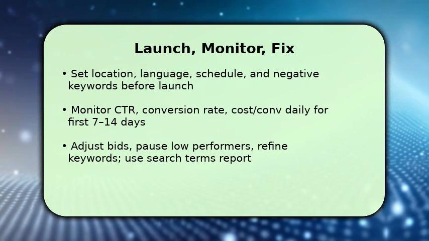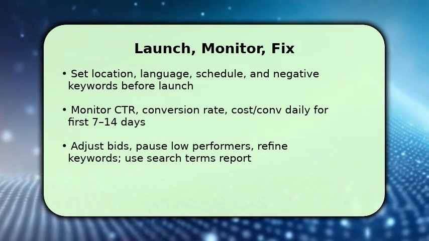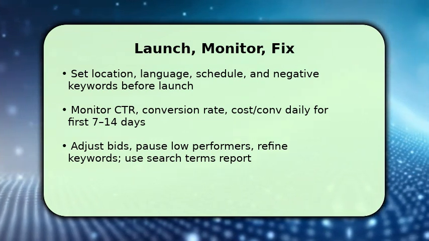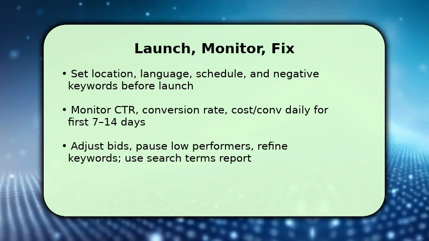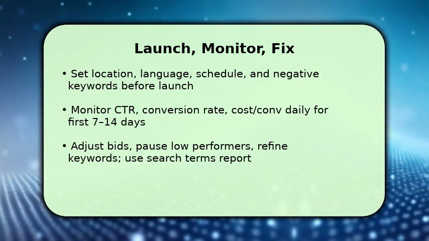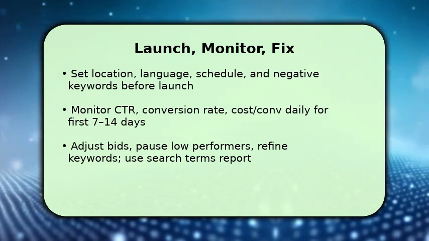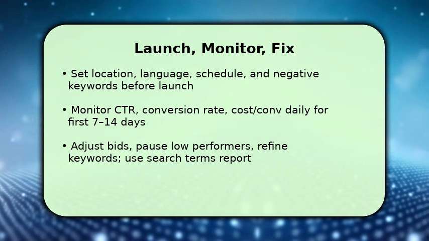Make targeted adjustments. Raise bids on top performers, pause or edit low CTR ads, and add negatives from the search terms report to cut wasted spend. If conversions are low, check landing page relevance and tracking. One common fix is correcting conversion tags.